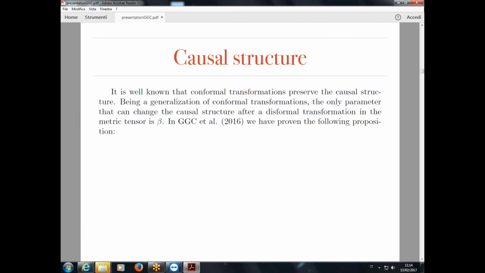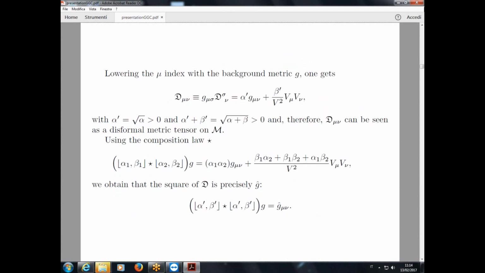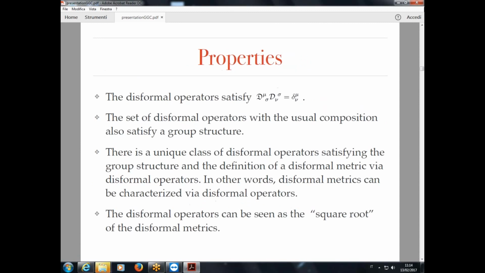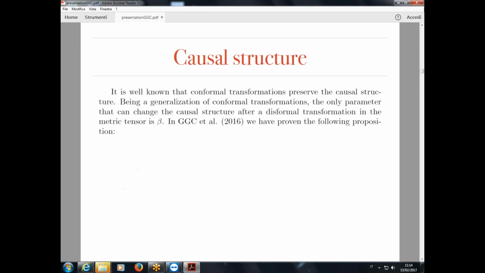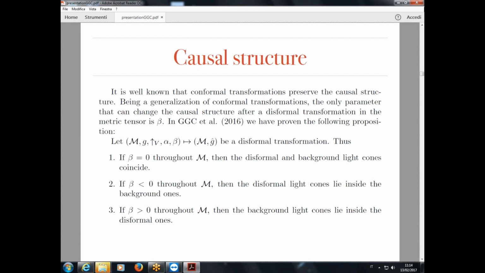About the causal structure, we all know that conformal transformations preserve light cones. So if you have just the conformal factor, your light cones are preserved. So any variation in the causal structure should come from the beta parameter. We proved that if beta equals 0, you have conformal, so the light cones are still preserved. But if you have a negative term, your disformal light cones are going to lie inside the background one, and if beta is positive, it's the opposite. You have disformal cones lying outside.